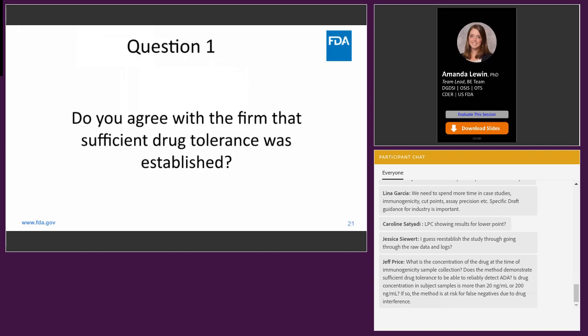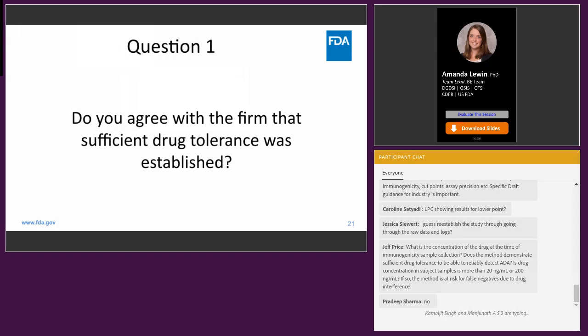Okay, so this first question, pretty easy out here. Do you agree with the firm? Do you agree with the firm that sufficient drug tolerance was established? What do you think? I think Jeff has written down here, concentration, immunogenicity sample collection. Great way to sort of think along those lines.